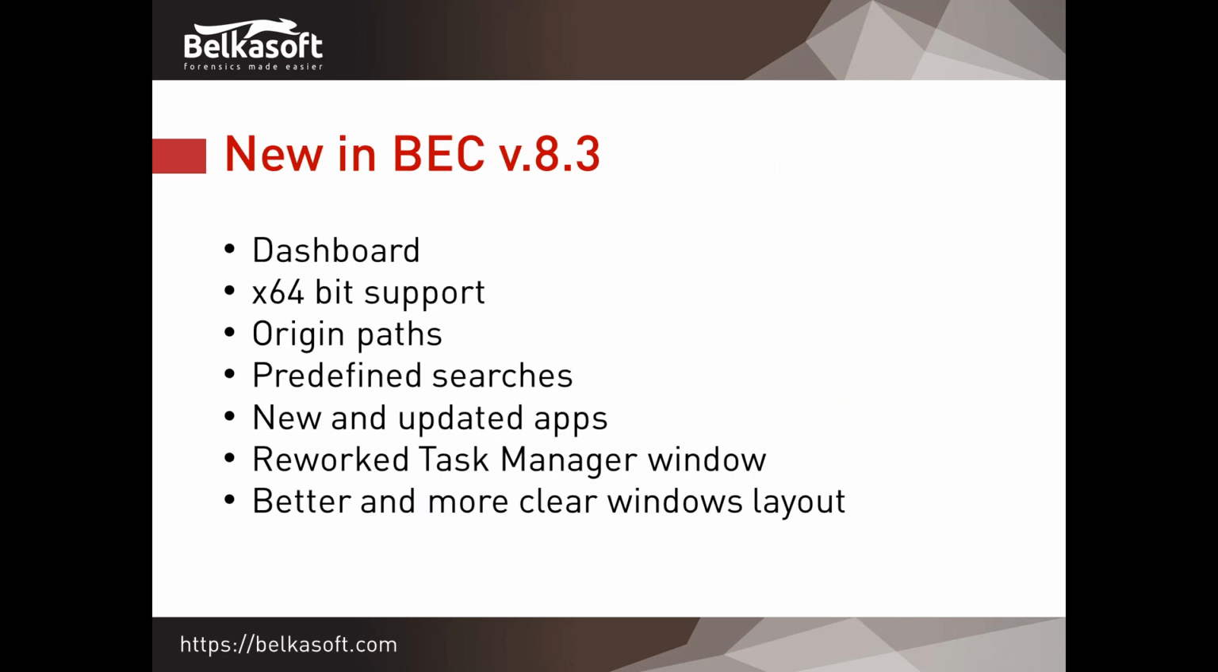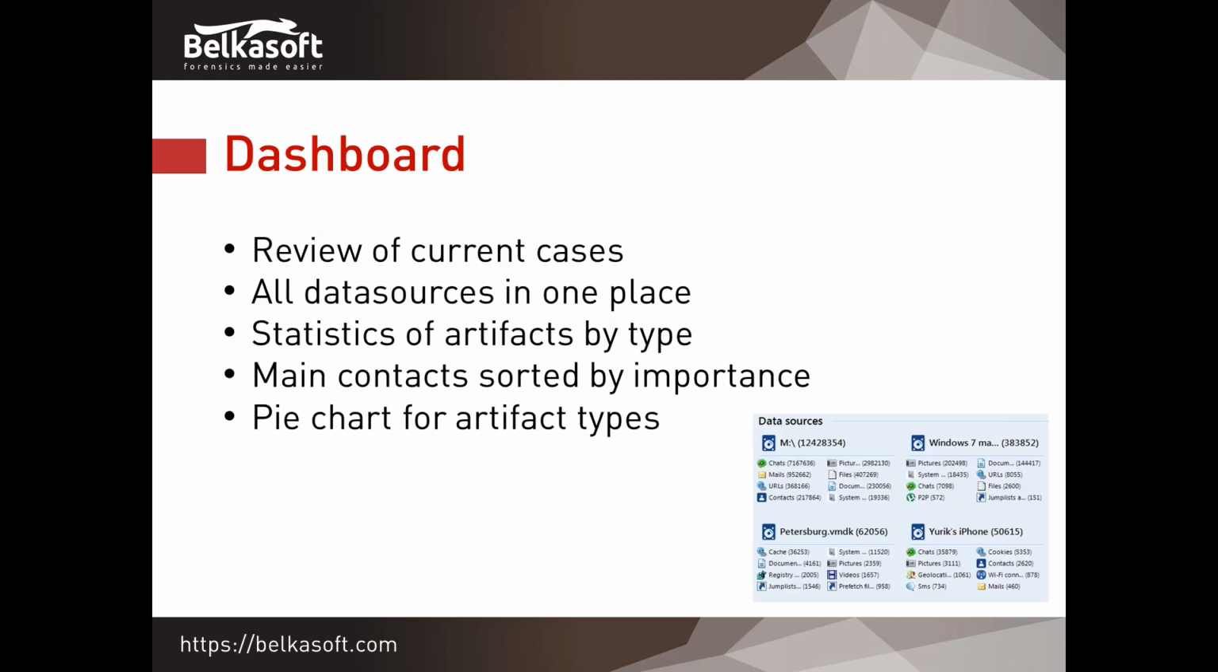So now let me go to the main part of the webinar, what is new in Evidence Center 8.3. And here you can see major improvements. First of all, it's a new window called Dashboard. Then it's support for 64-bit configurations, something called origin paths, some predefined searches, a lot of updated and new applications which can be analyzed out of the box, and some usability improvements such as reworked task manager window and better layout of windows inside the tool.